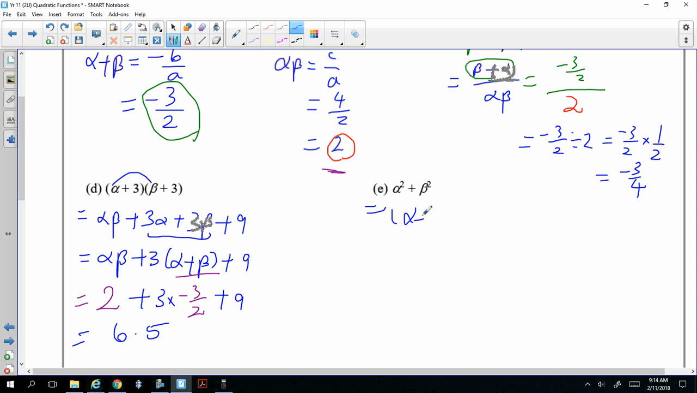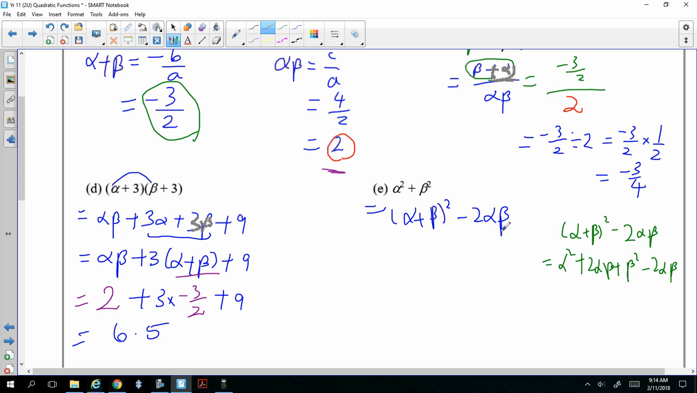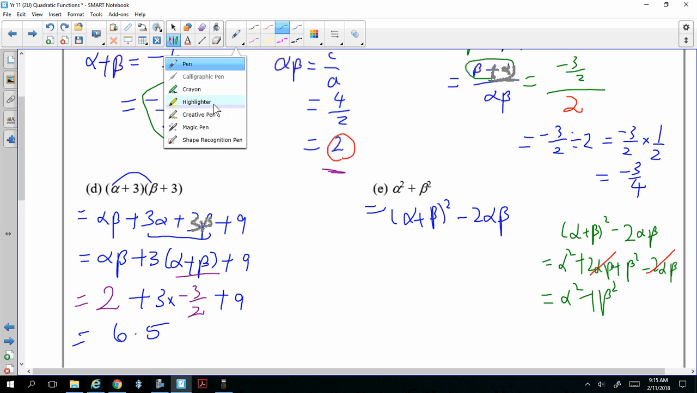Now, how does Jacob get this formula? You just have to expand this. So if you expand the perfect square, let's do it here. You get alpha squared plus 2 alpha beta plus beta square. You will notice that the 2 alpha beta get cancelled. And you end up getting alpha squared plus beta squared. Right? So you have to memorize this formula. This is something that they ask a lot, and it's not on the reference sheet. So I suggest you to memorize it.